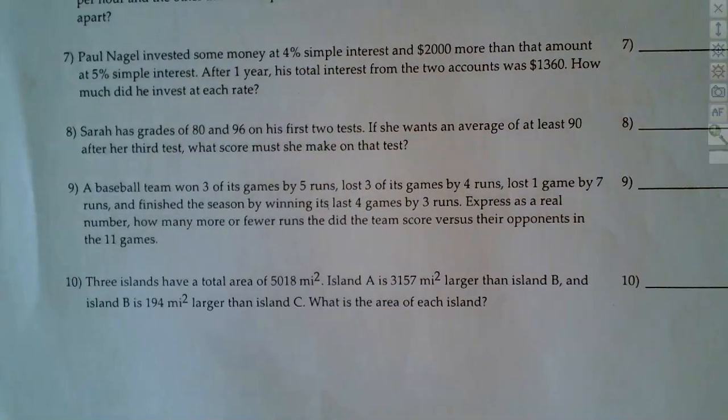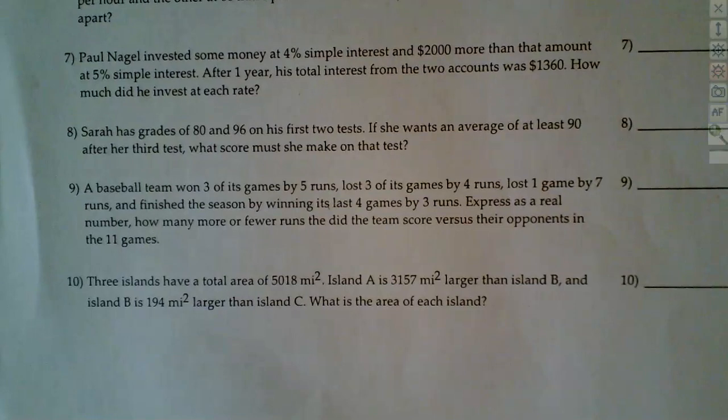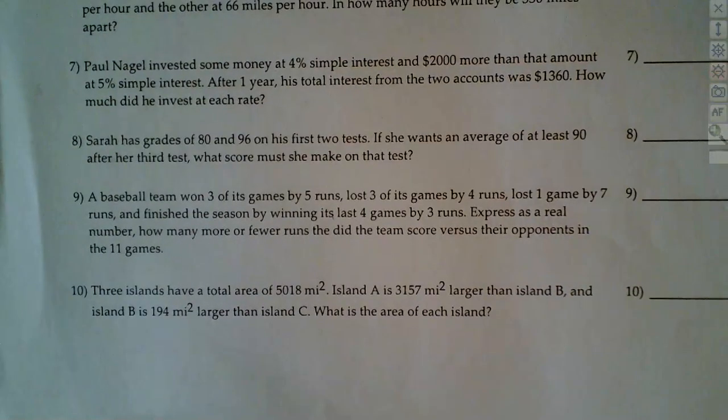So let's read this real quick and then solve it. Paul invested some money at 4% and $2,000 more than that amount at 5%. After a year, his total interest from the two accounts was $1,360. How much did he invest at each rate? So we've got to find both of them. Not just one, we have to find both. So let's begin with what we know.